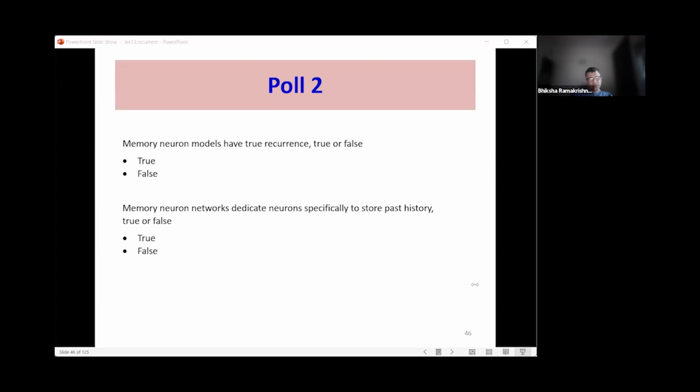There was much confusion about the first question. First question, true or false? Do memory neuron models have recurrence? Why is it false? False is correct, but why? Because you have recurrence going forward in time, but you don't have recurrence going backwards in time when you're propagating gradients backwards. So recurrence occurs only in one direction, but not the other.